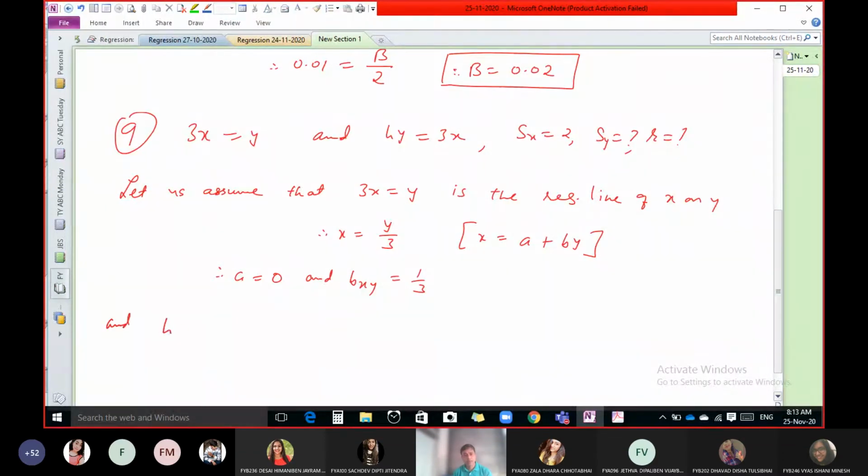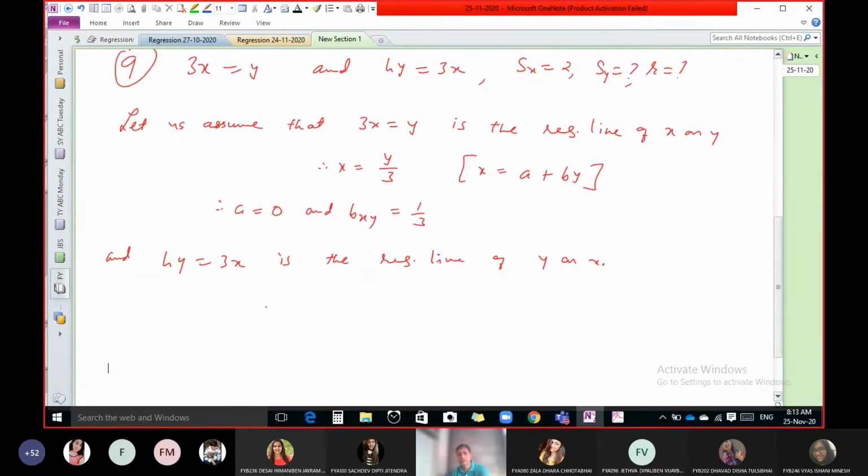And 4y equal to 3x is the regression line of y on x. And if it is y on x, we have to convert into y. So y equal to 3x by 4. Now this is the regression line of y on x. So compare with standard form. What is A? A is 0, sir. And byx? 3 by 4.